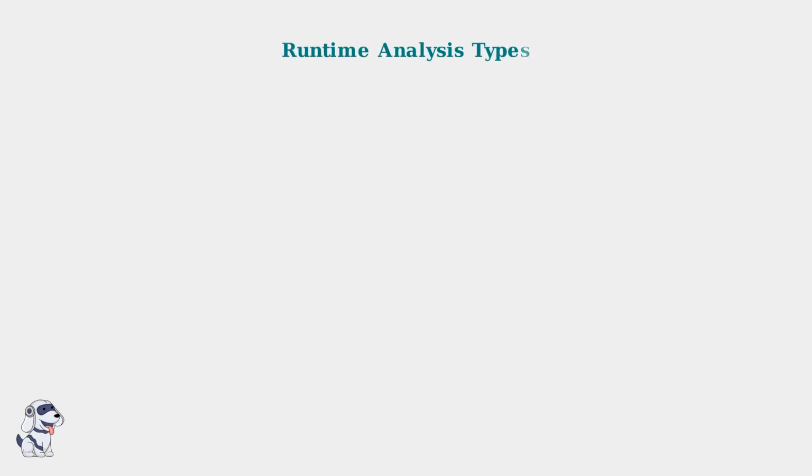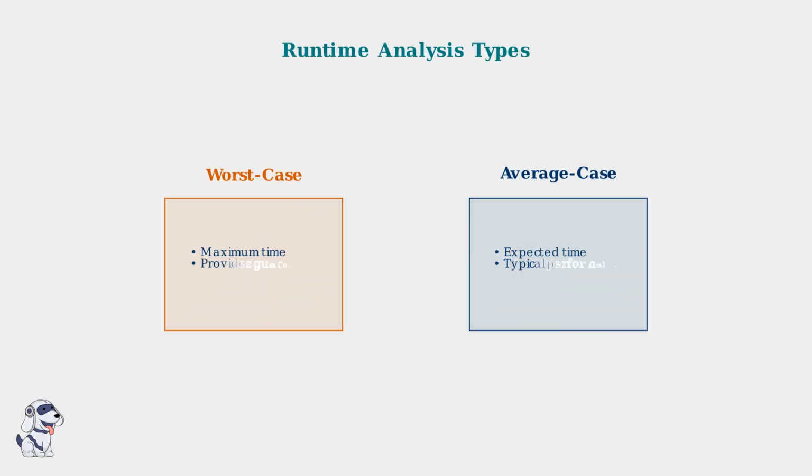There are two main types of runtime analysis. Worst-case analysis provides a guarantee. It tells us the maximum time an algorithm will ever take. Average-case analysis gives us the expected performance under typical conditions.